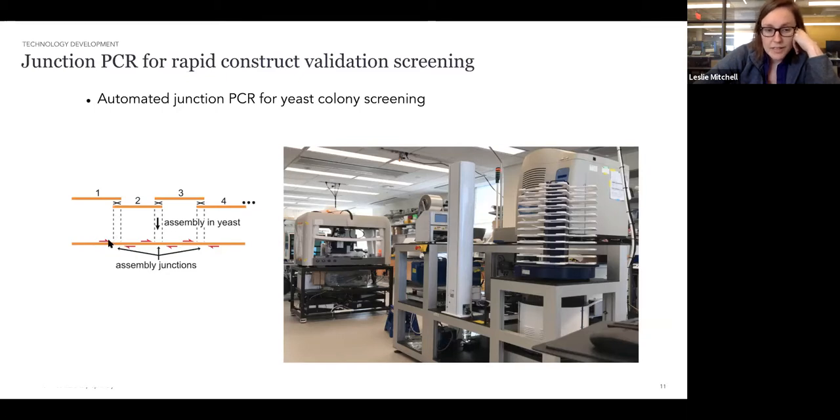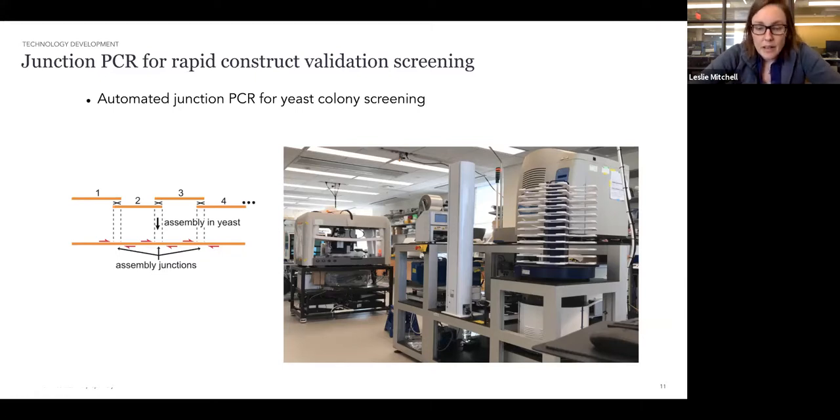If you check the assembly junction at every single point along, upwards of 30 fragments, you can very quickly identify putative winners, those that carry putatively the correct assembly.